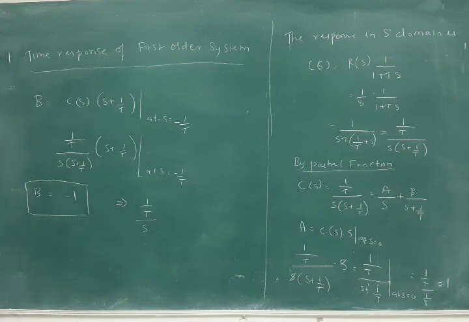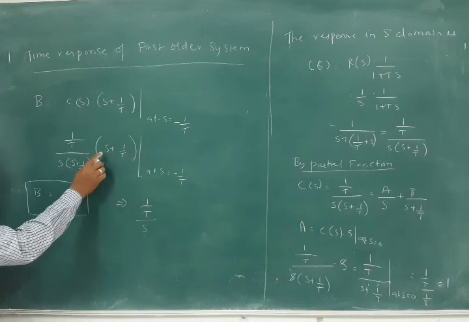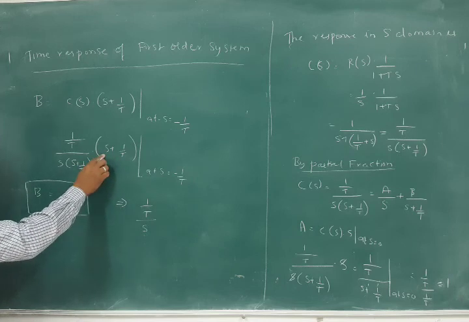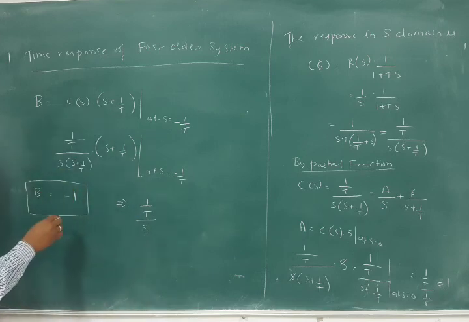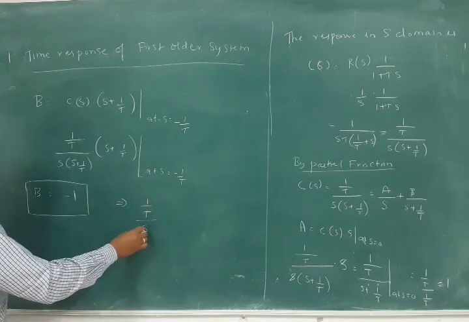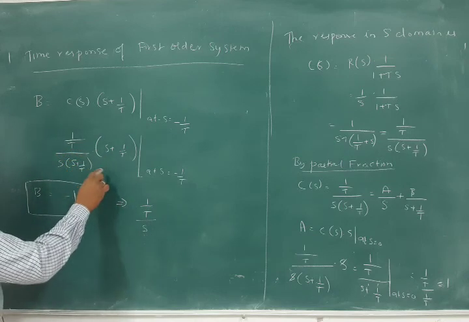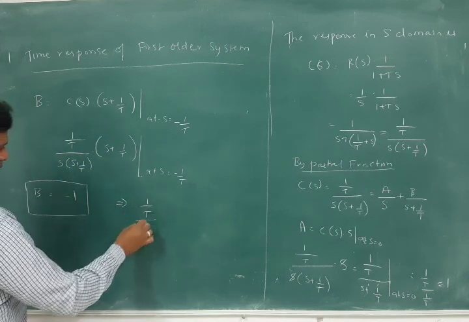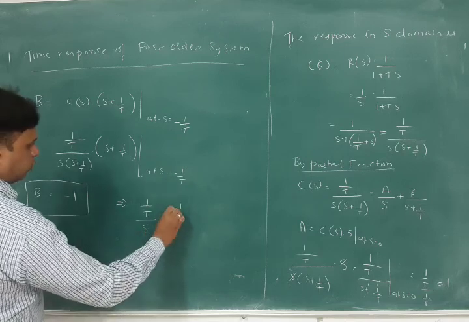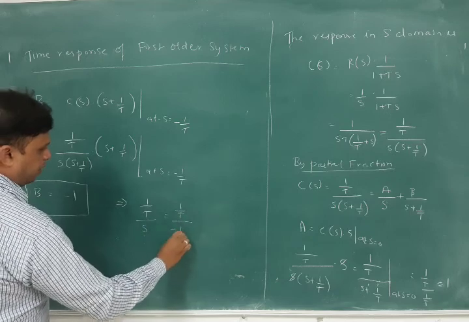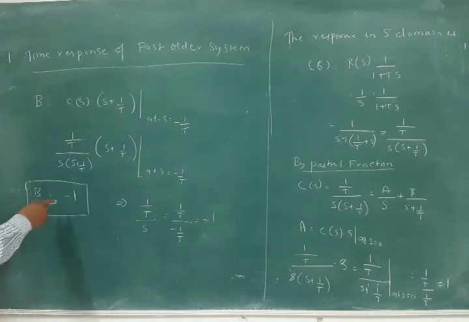As you can see here, at s is equal to minus 1 by t, after cancelling this one, if we substitute s is equal to minus 1 by t here, minus 1 by t and plus 1 by t, and also here s is equal to minus 1 by t, you get 1 by t by s after simplification. What is s? s is equal to minus 1 by t. So that is equal to 1 by t divided by minus 1 by t, that is equal to minus 1. So we got the value b is equal to minus 1.